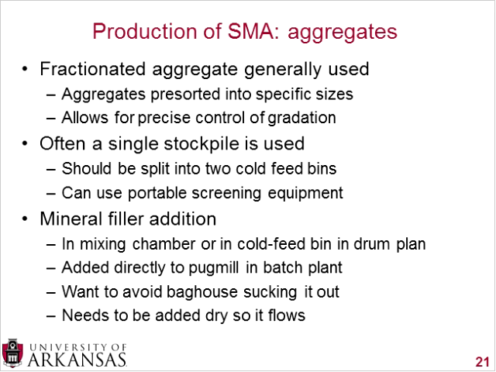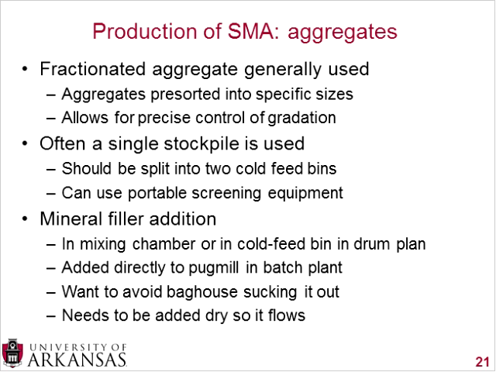So one way to simplify this is often a single stockpile is used. Because this is such a gap-graded mix, you can just choose the one rock that you're focusing on and use a single stockpile. Something that can help is if you split this stockpile into two cold feed bins. Generally, when you're loading one type of aggregate into a cold feed bin, it's one type of aggregate for one cold feed bin. But with SMA, since you're generally only using one type of aggregate and you have the single stockpile, and you may actually have it broken down into the fractionated aggregate, it's recommended that you actually use two cold feed bins. And one way you can do this in the plant is by using portable screening equipment.